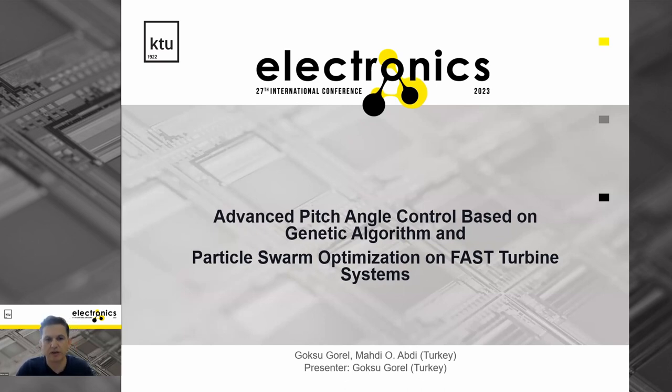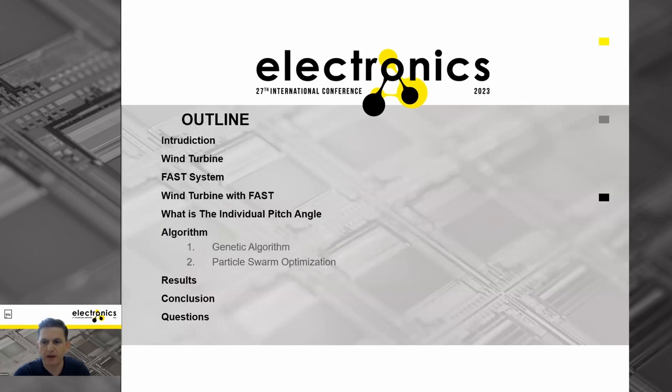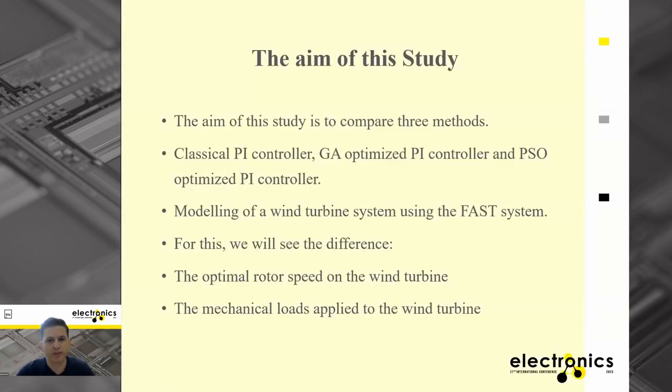My presentation is titled Advanced Pitch Angle Control Based on Genetic Algorithm and Particle Swarm Optimization on the FAST system. The outline is as follows: introduction, wind turbine, FAST system, individual pitch angle, algorithms (genetic algorithm and particle swarm optimization), results, conclusion, and questions. The aim of the study is comparing three methods: classical PI controller, genetic algorithm optimized PI controller, and particle swarm optimization optimized PI controller.